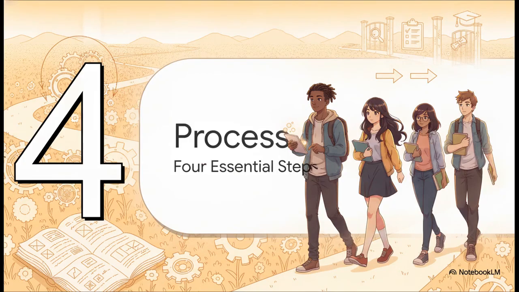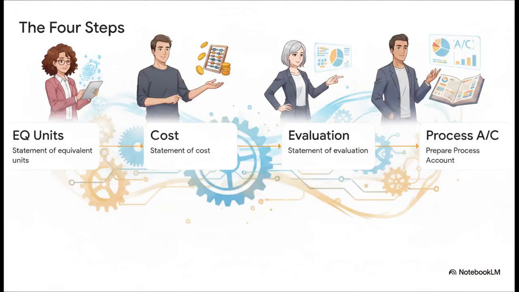Section 4, the 4 process steps. This is absolutely the core of the explainer, where we turn all this theory into a rock-solid action plan for your exams. Listen, when you see a CWIP question on your MAF201 exam, do not panic. Just follow these 4 chronological steps. Step 1, prepare the statement of equivalent units. Step 2, prepare the statement of cost. Step 3, prepare the statement of evaluation. And Step 4, prepare the final process account.